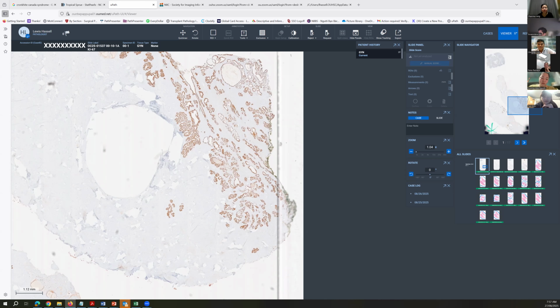Dr. Hassel, how was this picked up? Was this a PAP with like AGC or something? I believe it was an atypical glandular cell PAP. Yeah. Hmm. Yeah, I worry about those minimal deviation.